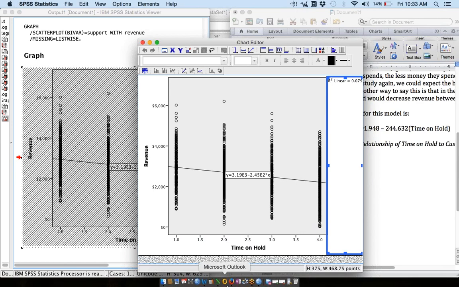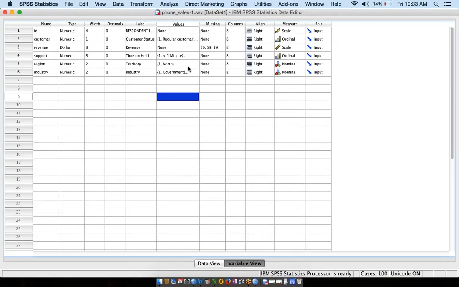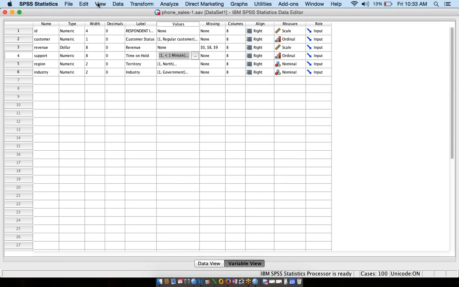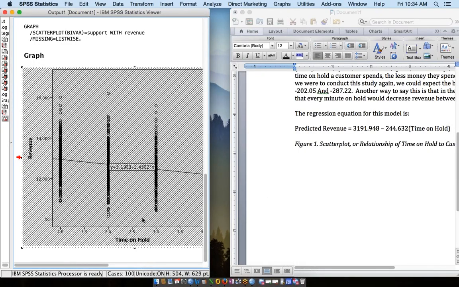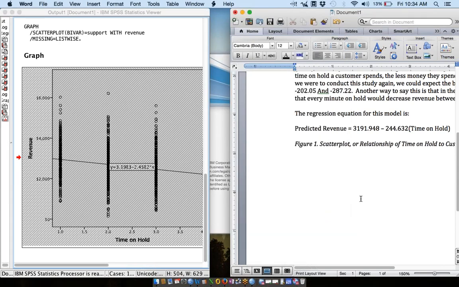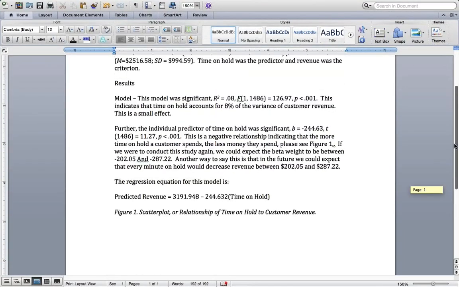Notice that it doesn't say, and what I'm talking about here is, oops, that's not what I meant to do. What I'm talking about here is in our variable view, 1 is less than a minute. We would want this to show up there. So those of you that are good at graphs might be able to figure out how to get that on this new SPSS. You're not going to get counted off for the homework, but for the case study you would want to make sure that that's correct.